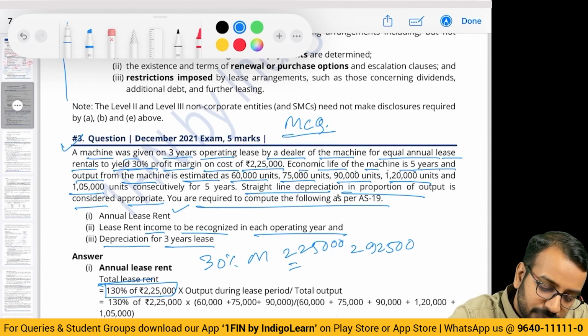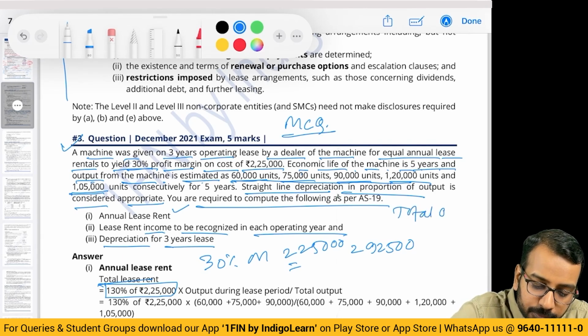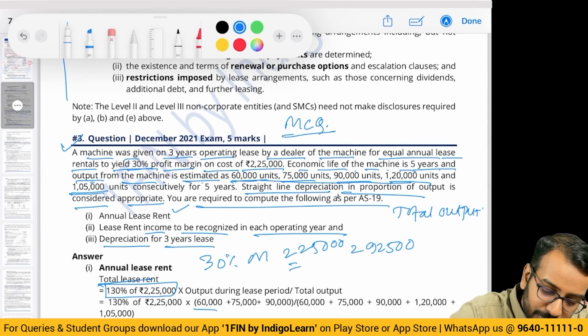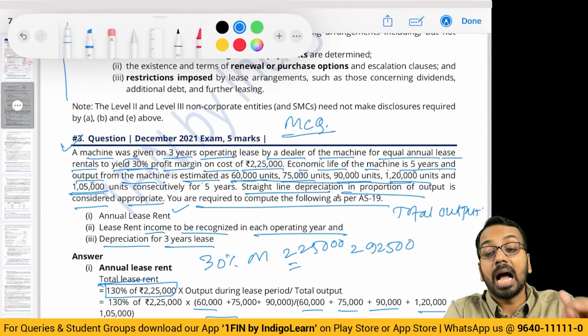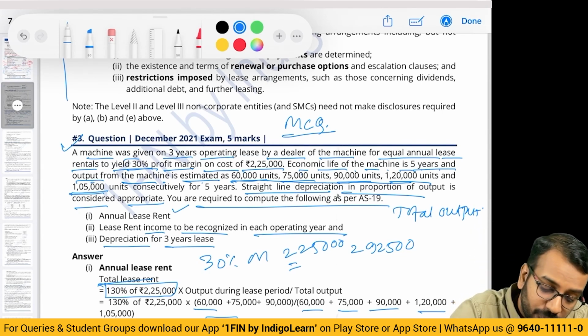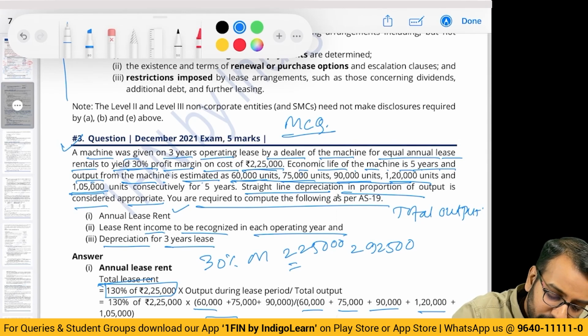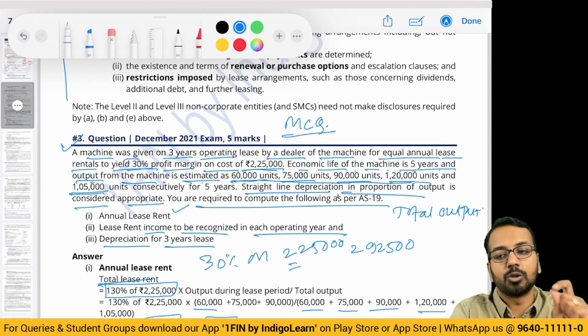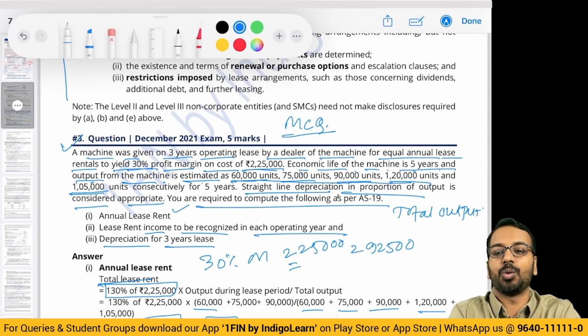The economic life of the machine is 5 years and the output is estimated to be 60, 75, 90, 120 and 105. So the total output that I am expecting is 60 plus 75 plus 90 plus 120 plus 105, that is 4,50,000. But I am giving it on lease only for the first 3 years. The first 3 years' output is only 225.